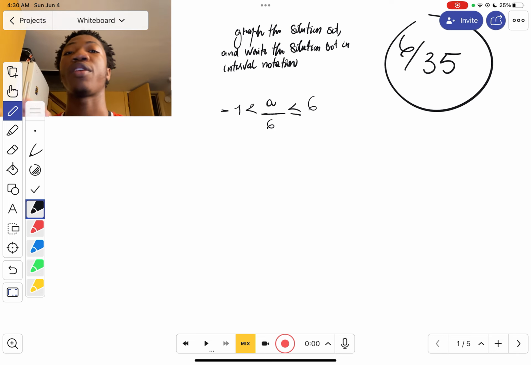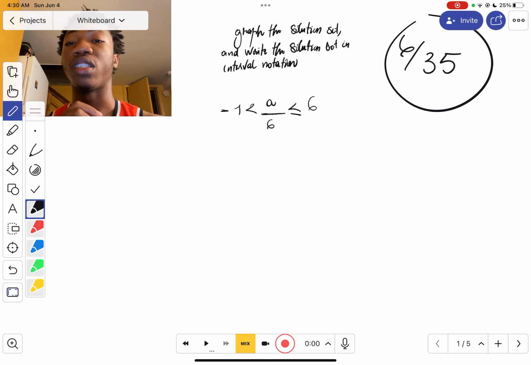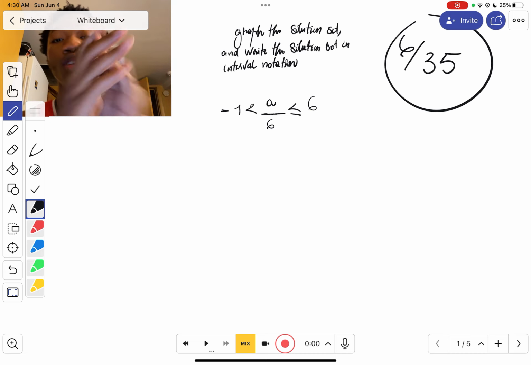So we have an inequality, right? And right now they tell us to first of all graph the solution set. To graph it, we actually need to solve it first, and then write it in interval notation. That's pretty simple.